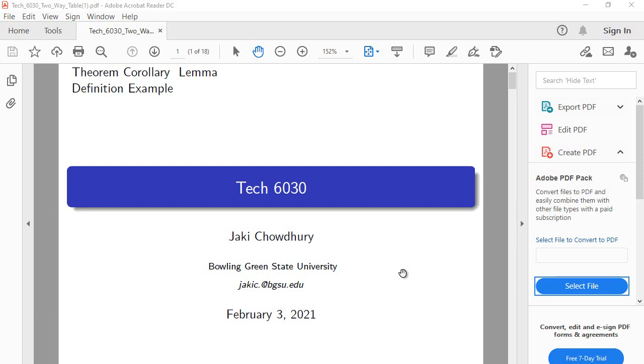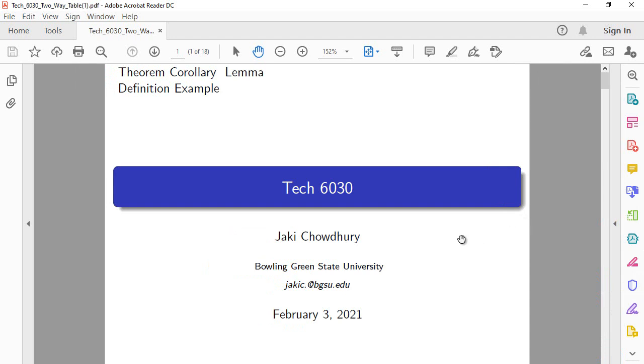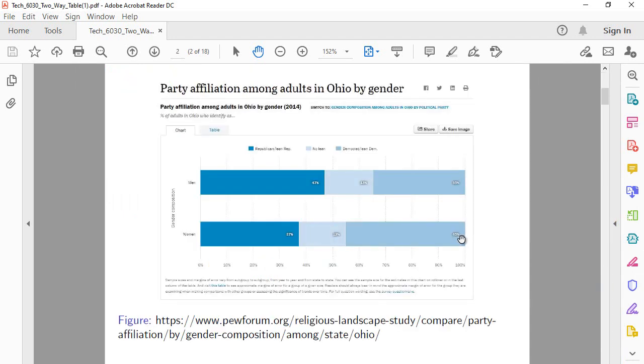Hello everybody, welcome back. In this video we'll be going over the next section, which is on two-way tables. Two-way tables are examples of contingency tables. So here I picked up a study from online. You can find the study at this address.